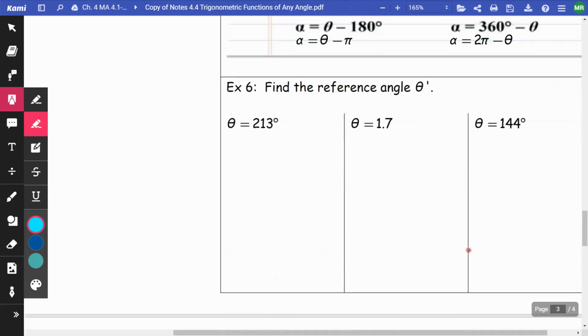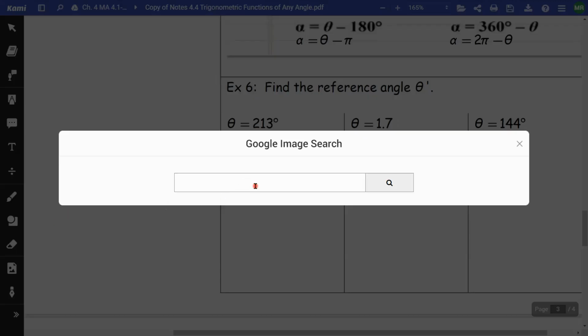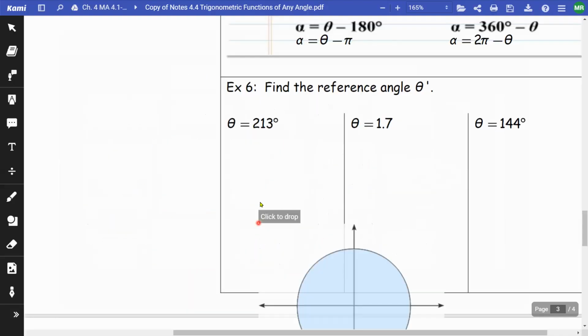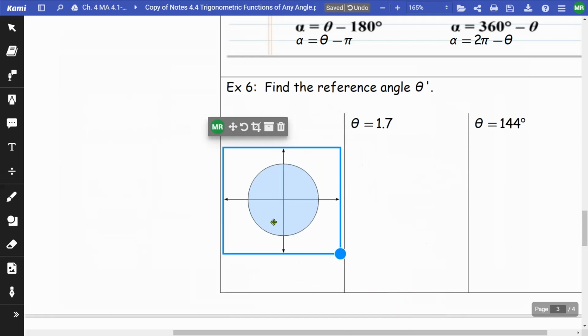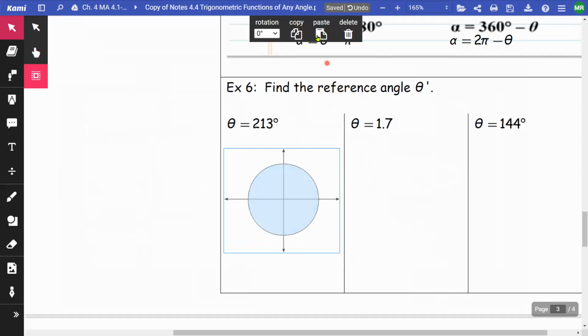Okay, so now we're going to think about it here. So I'm just going to add in, I probably should have saved this, a unit circle blank. And let me just copy that. So I've got it for all of these.